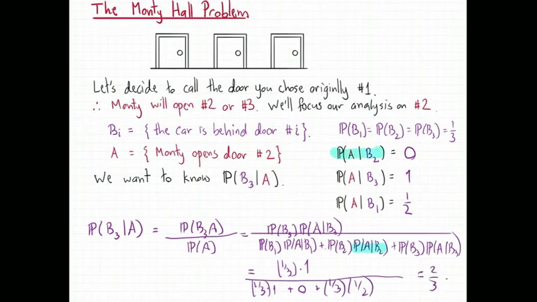The posterior probability, after this stage of the game, that the car is behind door number 3 is actually 2/3. And therefore, the probability that it's behind the door you started with is 1/3. Therefore, you'll double your chances of winning the car if you switch.